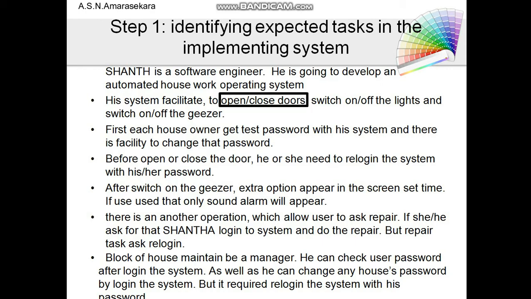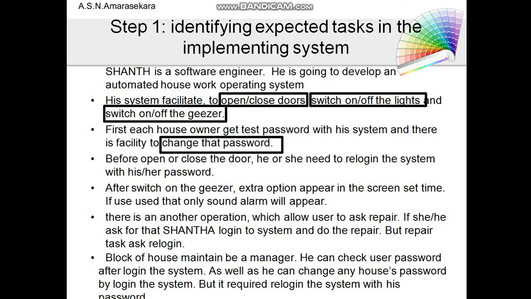System users can open and close the door using this system, as well as switch the light on and off and switch the geyser on and off. At the beginning they have a test password, and there is an option to change that password. But opening and closing the door requires logging in to the system again. If users select the switch on geyser option, then an icon appears on the screen.